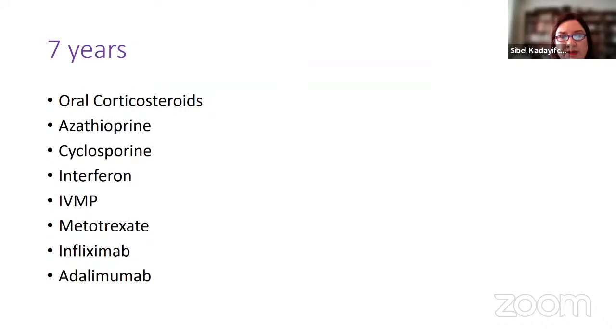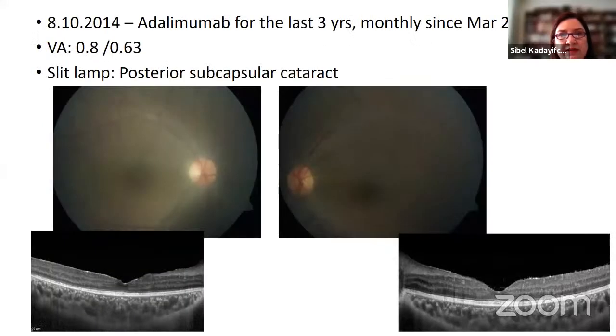In 7 years, the patient received nearly all the immunosuppressives used for Behçet's disease: azathioprine, cyclosporine, interferon, IV methylprednisolone, methotrexate, infliximab, and finally adalimumab. After 7 years, he was in control with 0.8 vision in the right eye and 0.63 in the left, but there was posterior subcapsular cataract.